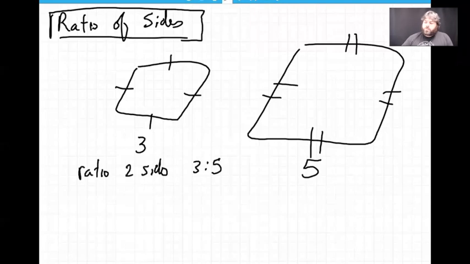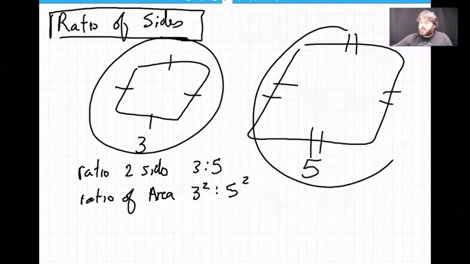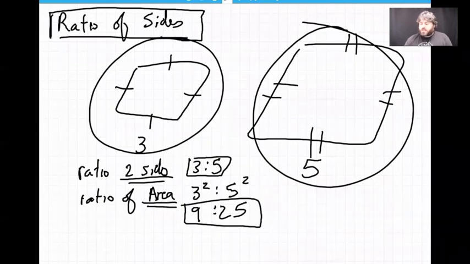So the ratio of the area, this is kind of strange, but area is two-dimensional. It actually ends up being 3 squared to 5 squared. So they could ask you what's the ratio of the areas, and some people would have to calculate each area and realize that it's this area to this area. But if you know what you're doing, you can say, well, it's two-dimensional, so it's going to be 9 to 25. If the ratio of the sides is 3 to 5, the ratio of the area will be 9 to 25. It's just 3 squared to 5 squared, okay?